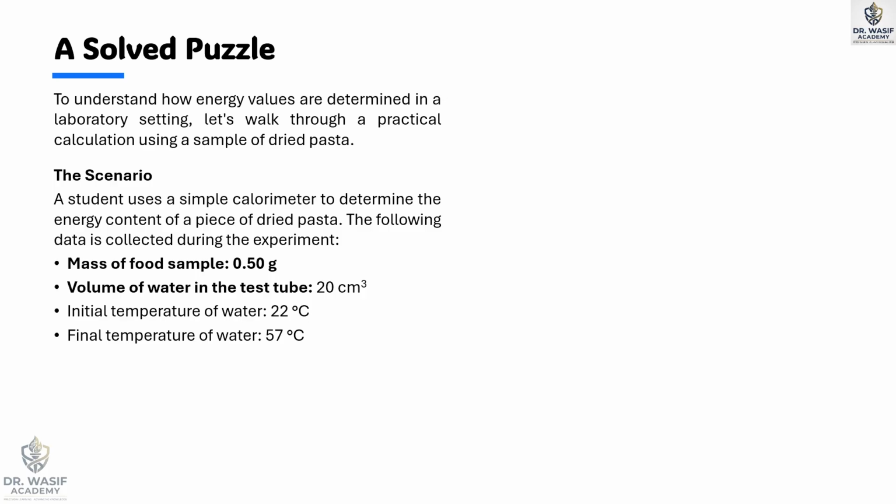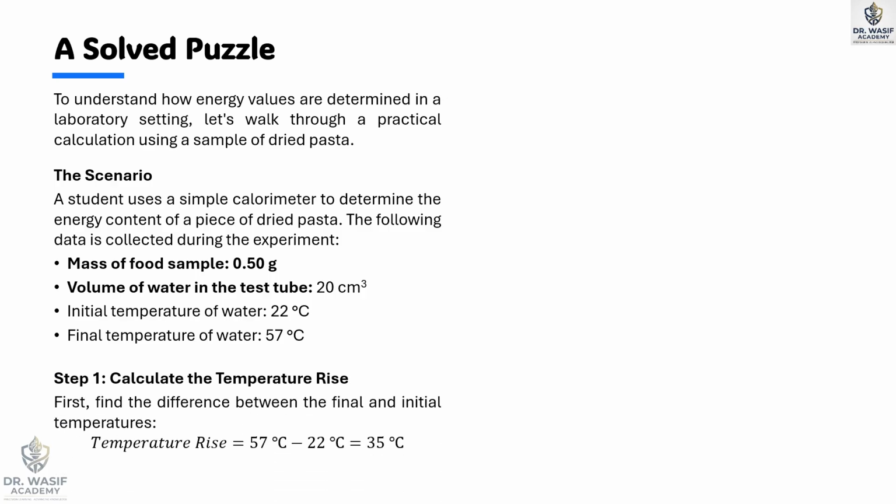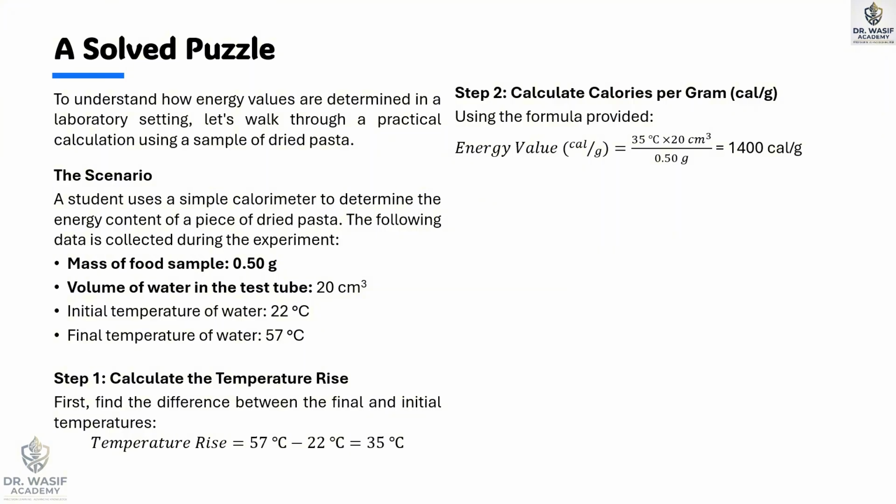Then your starting initial water temperature is 22 degrees Celsius. And after burning the pasta completely under the tube, the final temperature jumps to 57 degrees Celsius. Let's break down how to convert these raw numbers into standard energy units step by step. Step one is always to calculate the total temperature rise. This is simple subtraction. The initial temperature is subtracted from the final temperature. That will be 35 degrees Celsius. Our burning pasta managed to raise the temperature of water by 35 degrees Celsius.